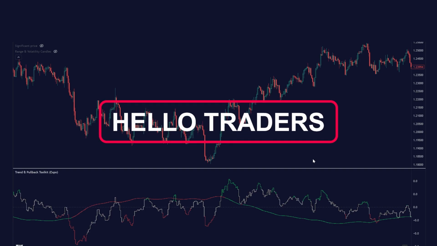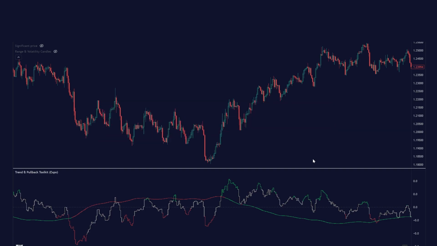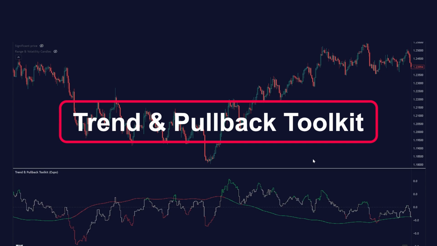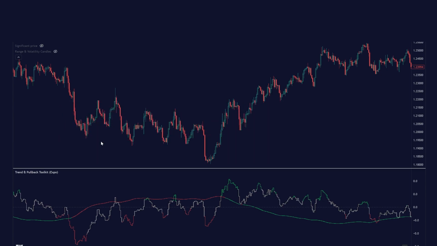Hello traders, today I'm gonna go over our new trend and pullback toolkit. This toolkit is designed for serious traders who want a comprehensive trend approach. It empowers traders to align their strategies with the prevailing market trends, thereby mitigating risk while maximizing profit potential.